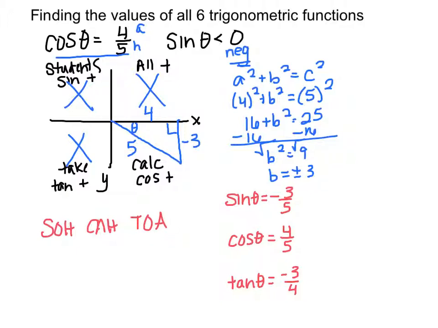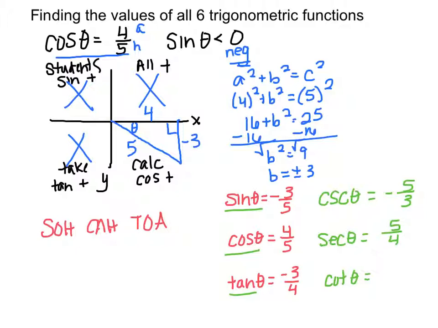Last piece here to complete the 6 functions. Every function has a reciprocal function. The reciprocal of sine is cosecant. So the reciprocal of negative 3/5 is negative 5/3. The reciprocal of cosine is secant of theta. The reciprocal of 4/5 is 5/4. The reciprocal of tangent is cotangent of theta, and the reciprocal of negative 3/4 is negative 4/3. I have now found all 6 trig functions.